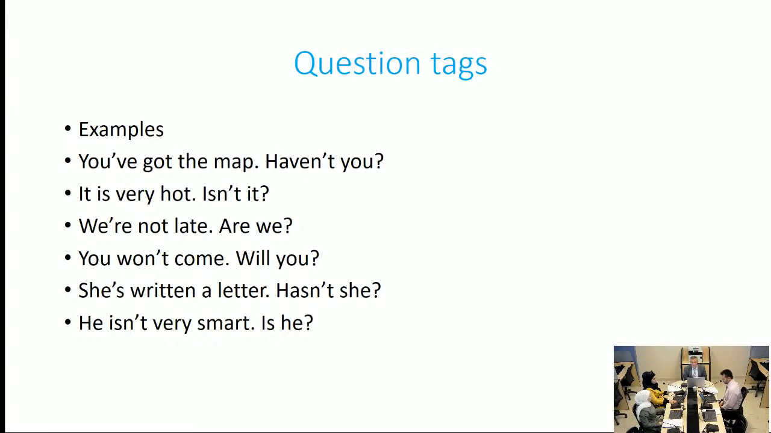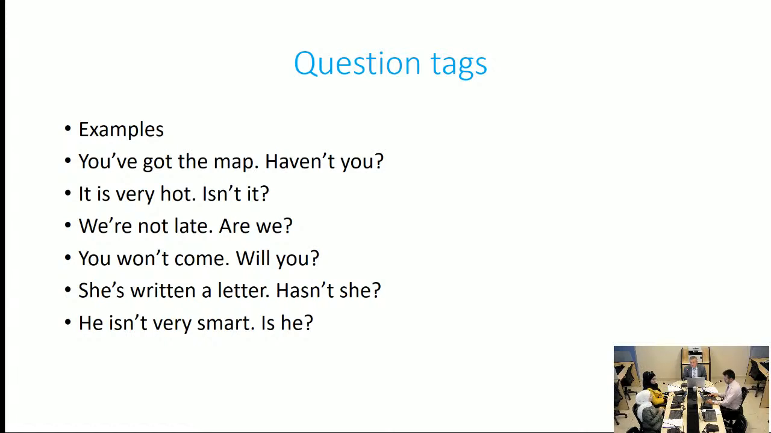We said, haven't you? It's very hot. Also, we use the auxiliary which is mentioned: isn't it? We are not late. Here the main sentence is negative, so we use a positive tag: are we? We won't come. The auxiliary is won't. Will you?